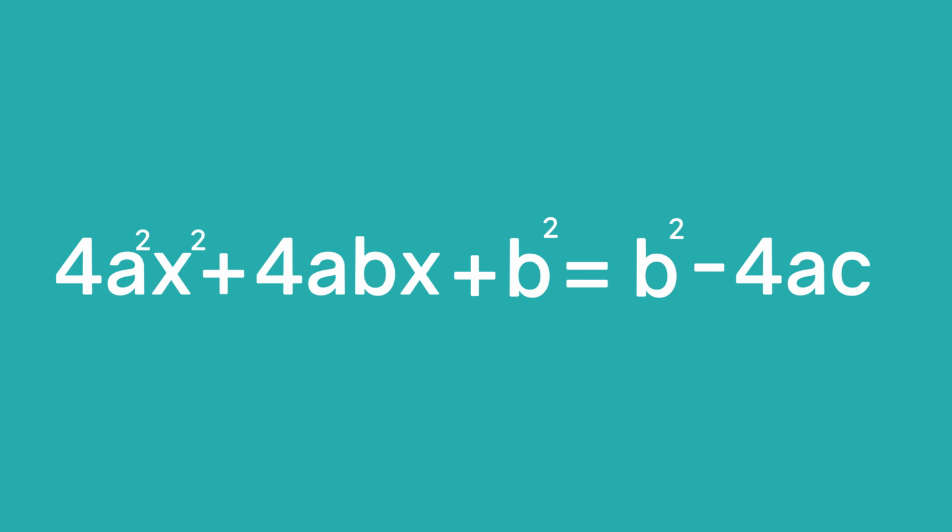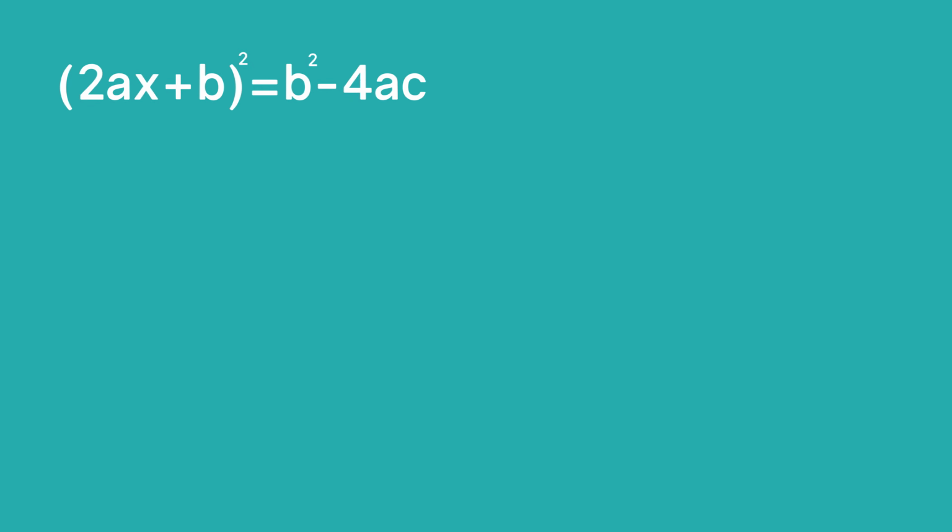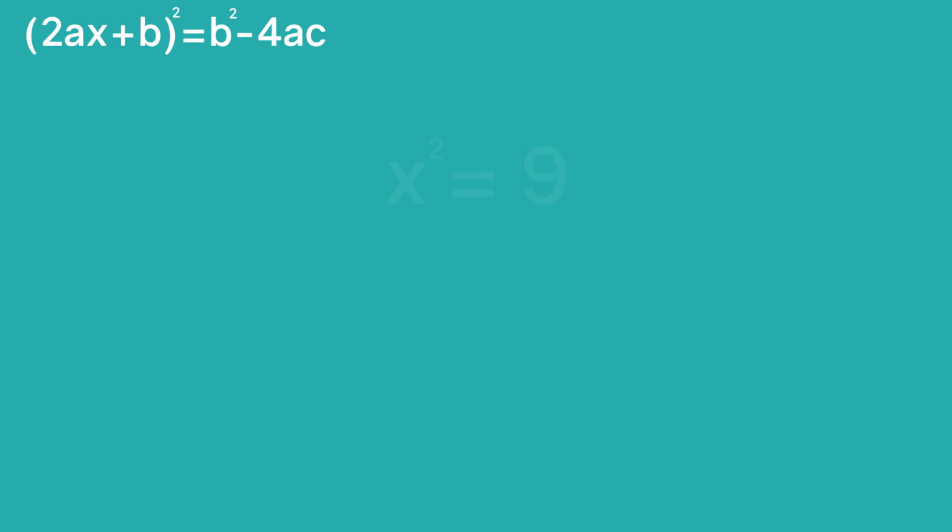So now we have 4a squared x squared plus 4abx plus b squared is equal to b squared minus 4ac. So now the terms on the left hand side can be factorized. In factored form, our new equation looks like, in brackets, 2ax plus b, squared, is equal to b squared minus 4ac. I'm just going to put this on pause for a second. Say you had x squared is equal to 9. It's important to note that x does have two values. Both negative 3 and positive 3 can be x, since negative numbers squared are still positive.